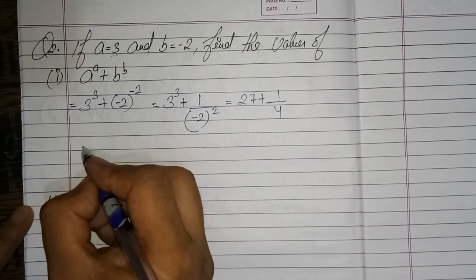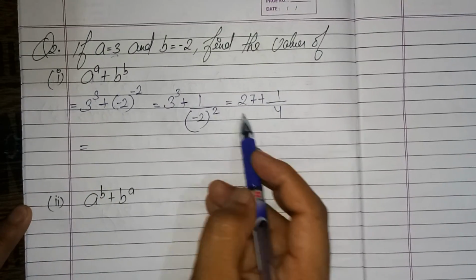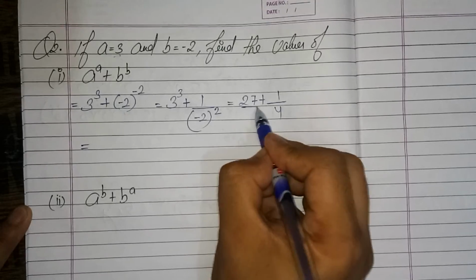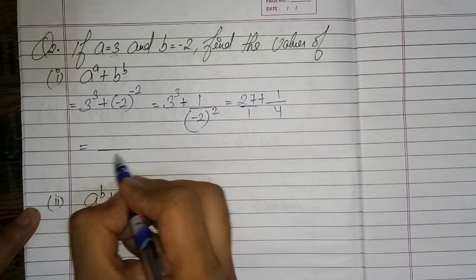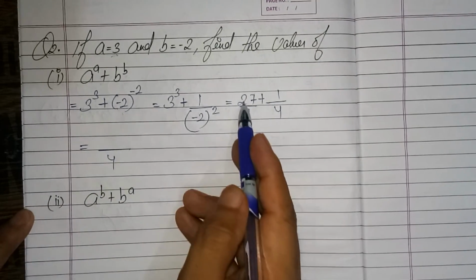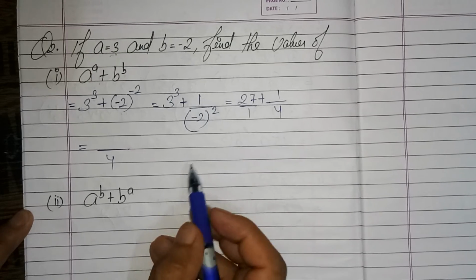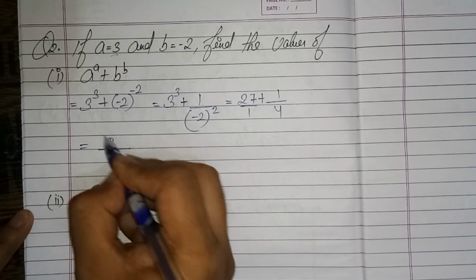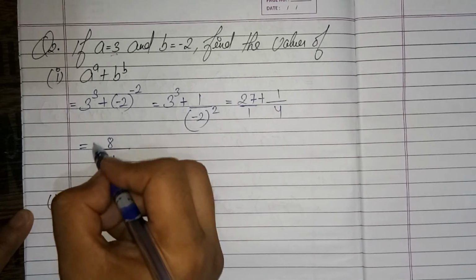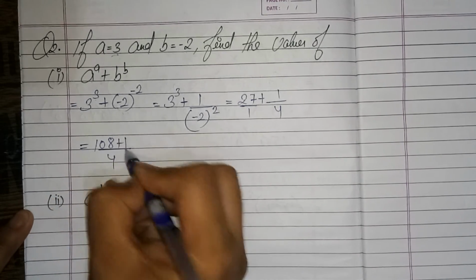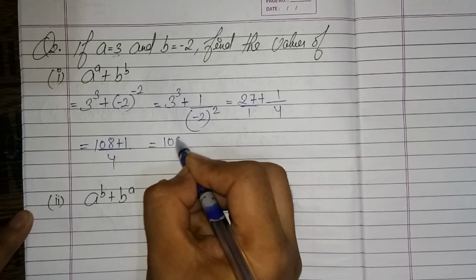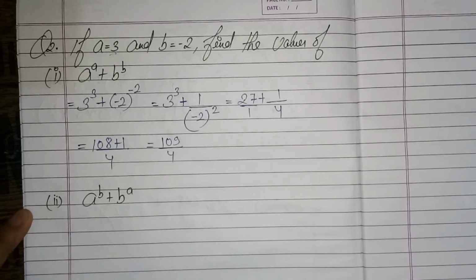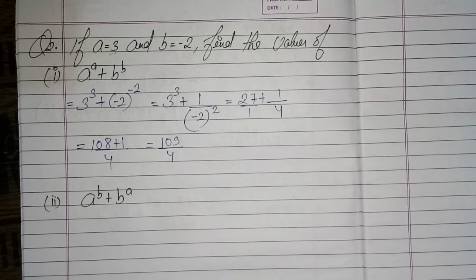Now if I take the LCM of these two numbers, I get 4. So if I multiply 4 with 27, 7 times 4 is 28, 8 and 2 to carry, and 4 times 2 is 8, plus 2 is 10, so 108, plus 1, which is simply equal to 109 divided by 4. So the answer of the first question is 109 divided by 4.